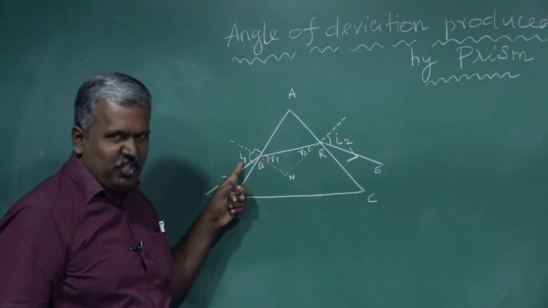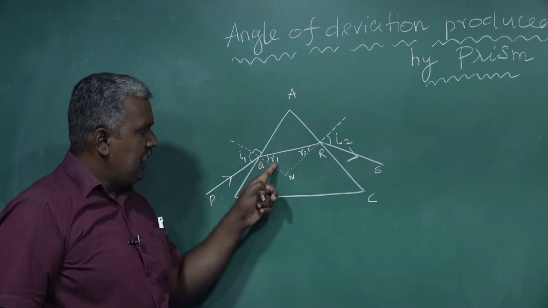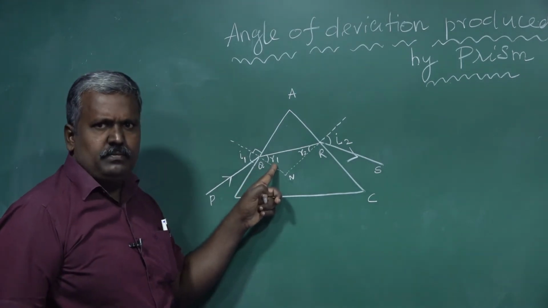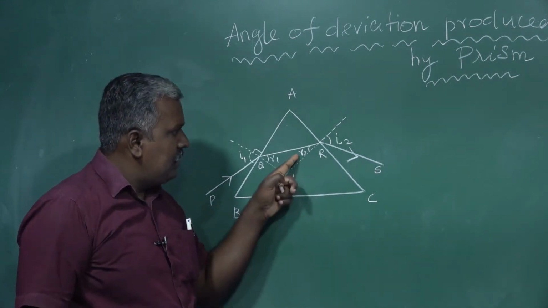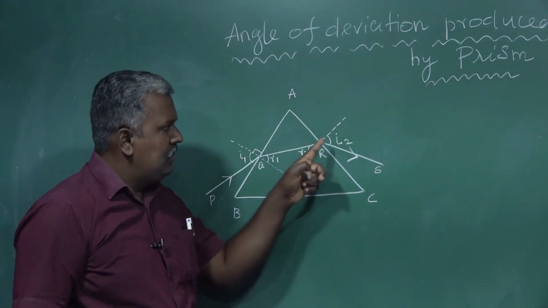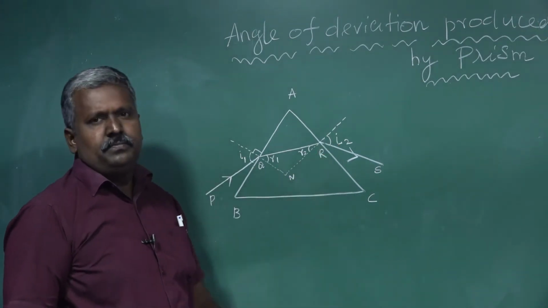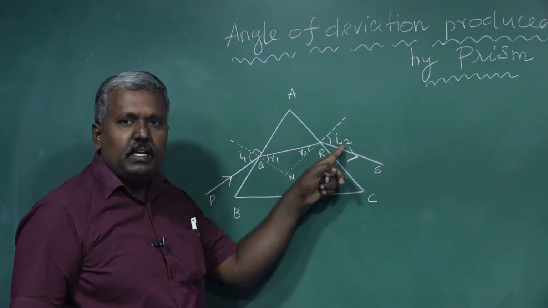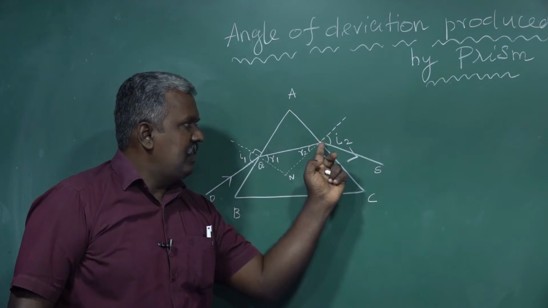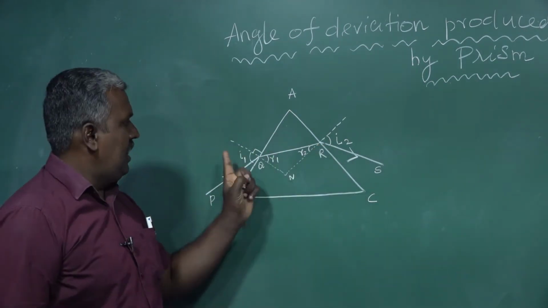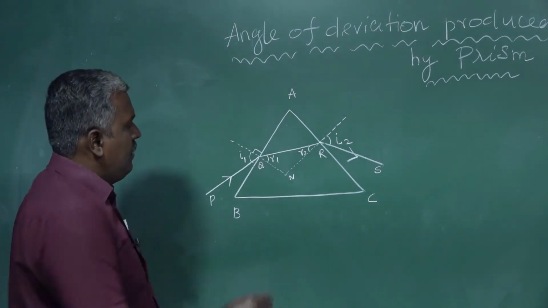Very good. Angle of incidence for this surface AB, angle of refraction for this refracting surface AC. Now, angle of incidence, angle of refraction, and angle of emergence. I2 is also called the angle of emergence, coming out from the prism. I1, I2, R1, R2, like this. Clear?